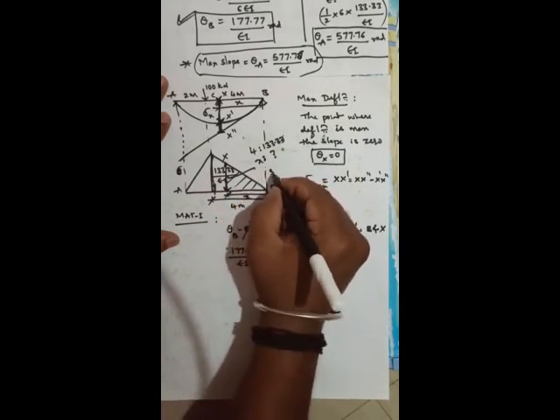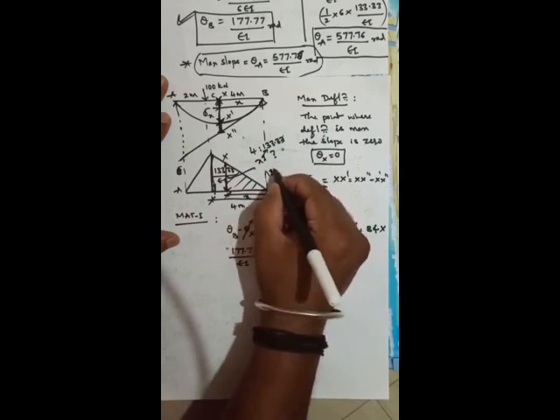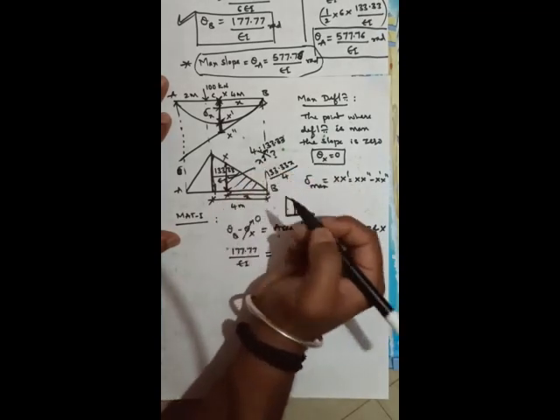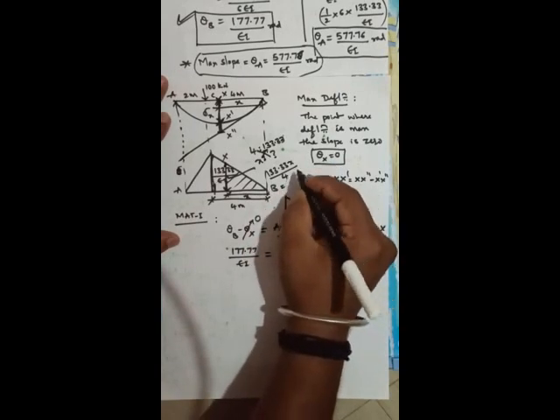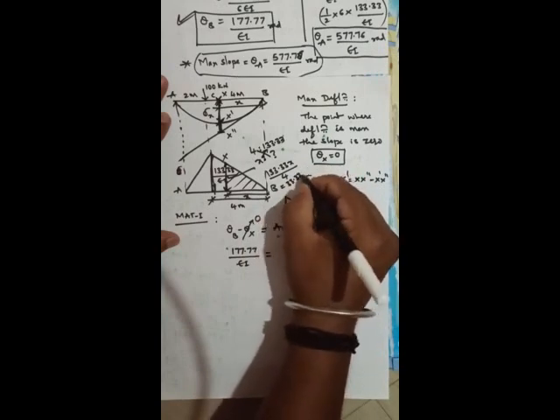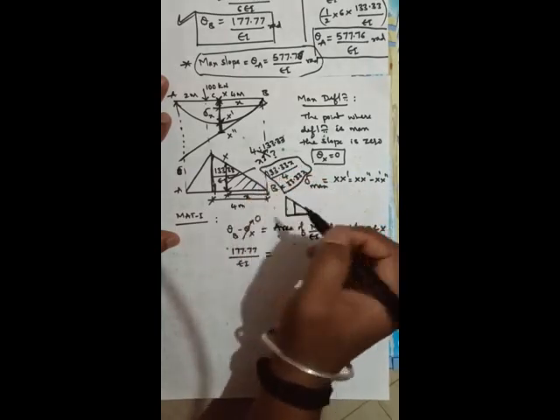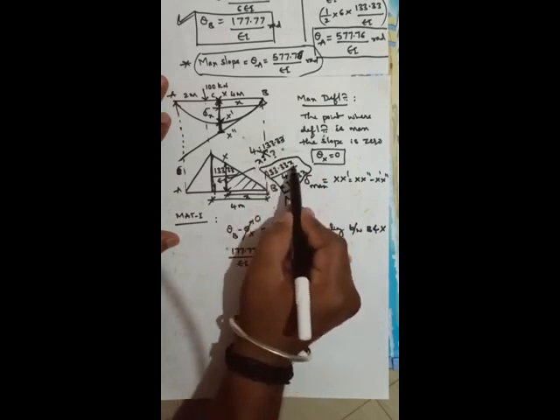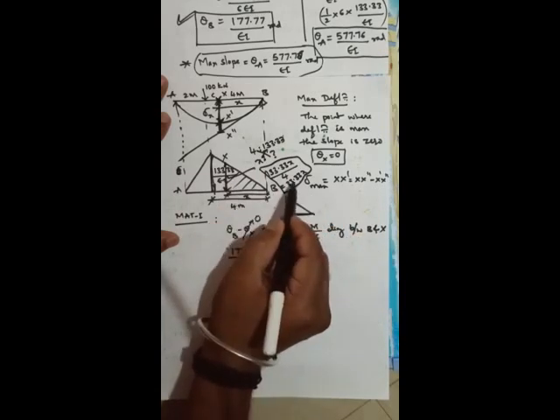So this height you will get by cross multiplication: 133.33 into x divided by 4, this by this, correct? If you simplify this, you will get around 33.33 x. So 133.33 x divided by 4 is around 33.33 x. This height is 33.33 x.